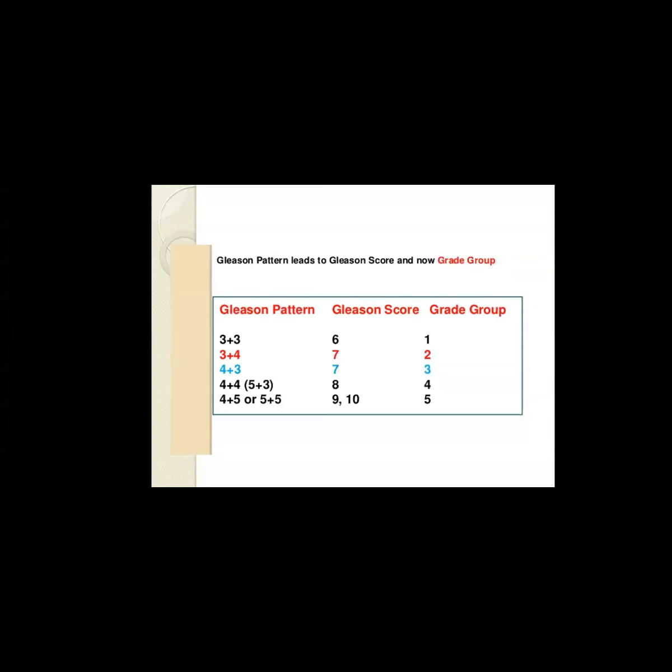For example, you take the second one, 3 plus 4 is 7. What did they say? Majority were the 3 pattern and the minority were of the 4 pattern. So together they add up to a score of 7 and they are graded as grade 2. But if you see the next one, 4 plus 3, that also adds up to 7, but it came under a different grade, because my majority were under the 4th pattern, that is the glomerular pattern. So the grading varies. That helps in the prognosis. They decide the prognosis of that cancer. Okay, this is the pattern which helps us.